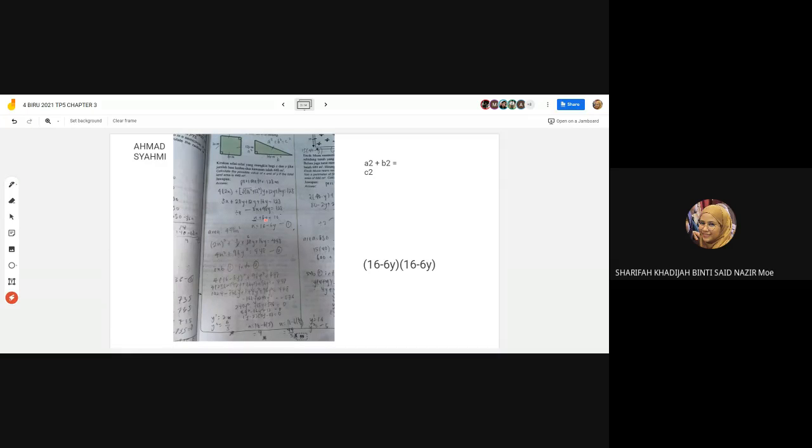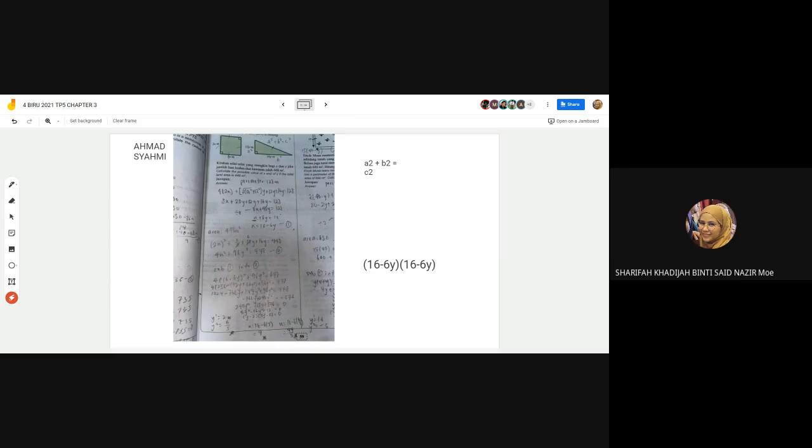Alright. So once you get the equation like this, ni yang subject dia lah. And then the second equation like this, you can continue with the simultaneous technique. Alright. Thank you Ahmad Syami. We'll give you 5.